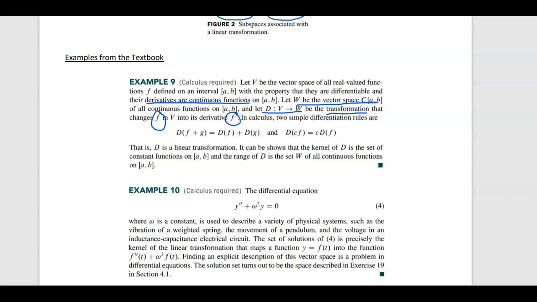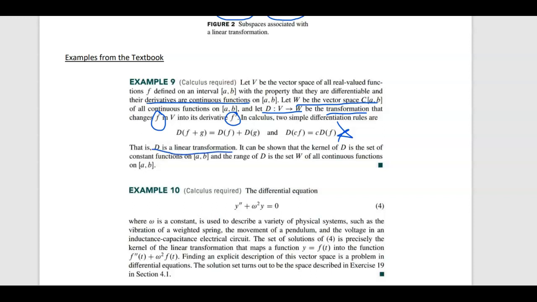And then D is going to map differentiable functions f into continuous functions D f. Okay, and that's going to be a subspace of W. We might not get all of them, so that's why it's going to end up being a subspace. We know that because of calculus, the derivative function is closed under addition and multiplication. If you add two continuous functions, you get a continuous function. If you multiply a continuous function by a constant, you get a continuous function. So D is what we call a linear transformation.